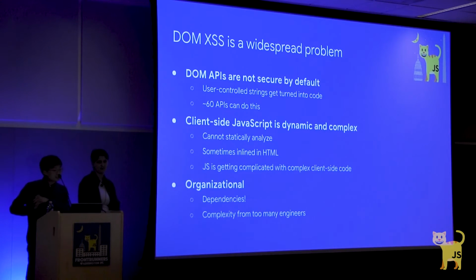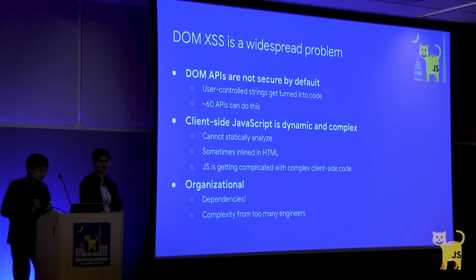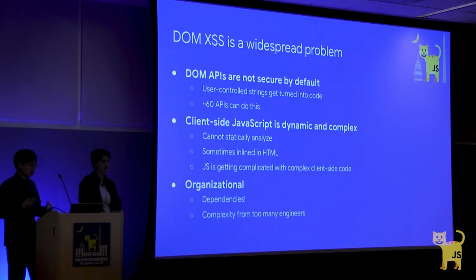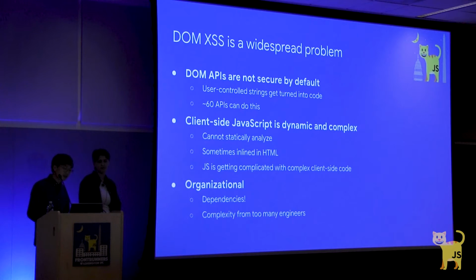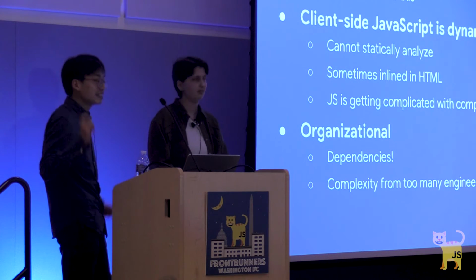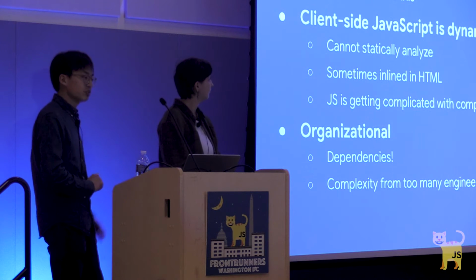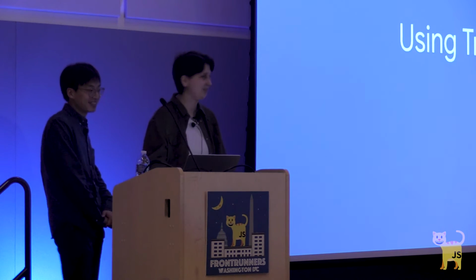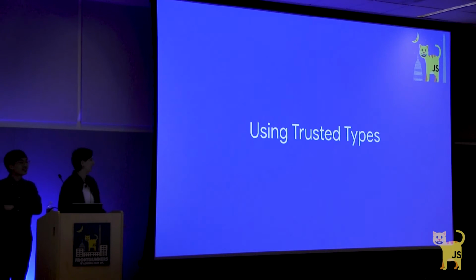So in summary, there are three main reasons why DOM XSS is still very problematic. The DOM APIs are not secure by default. Client-side JavaScript is dynamic and complex as a design principle. And we also have this added organizational complexity from the number of developers and the number of dependencies. So XSS, or cross-site scripting, is still an unsolved problem in the industry. So do we stand a chance? And we think we do. That's why we're here. This is where Trusted Types comes in.